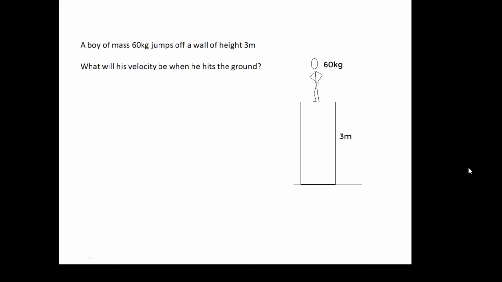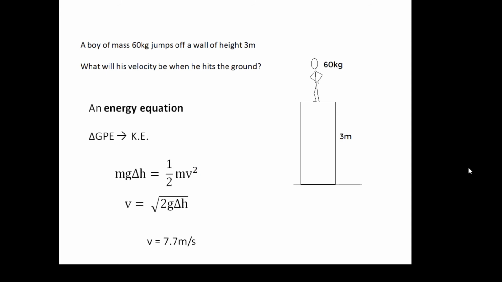You could actually do a Suvat equation, but what we're going to do now is what we call an energy equation. If you identify the energy transfer which takes place, so gravitational potential energy changes to kinetic, put in expressions for that, get an expression for the velocity, bung in the numbers, 7.7 meters per second. There are occasions when you can't use Suvat. If the acceleration wasn't constant, then you can't use a Suvat equation. You might have to use an energy equation.